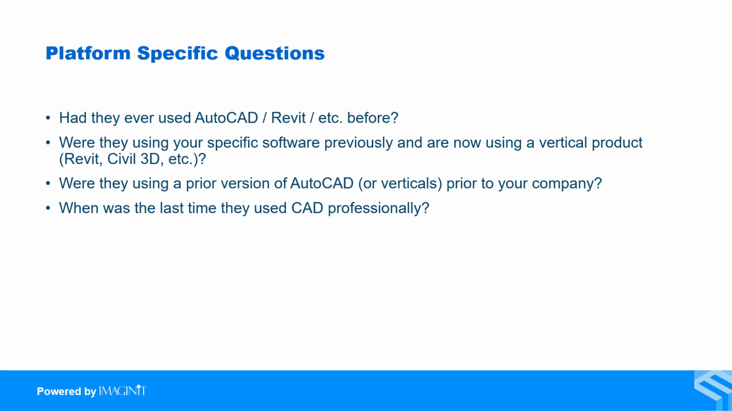And then we also want to ask platform-specific questions. Had they ever used AutoCAD, Revit, etc. before? Were they using your specific software previously and are now using a vertical product? In other words, were they using AutoCAD and now you've moved them up to Civil 3D? Were they using a version prior to AutoCAD or the verticals prior to your company? Were they using Revit 2016 and your standards are Revit 2020? And when was the last time they used CAD professionally?